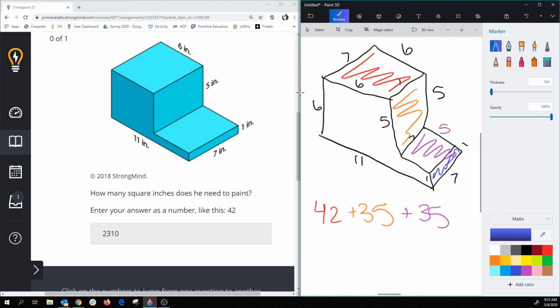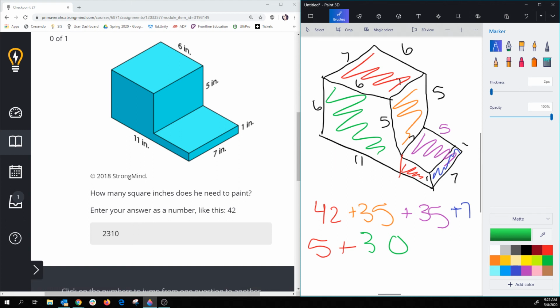This front side, 1 times 7 is 7. For this here, I'm cutting it into 2. So this bottom one here would be 5 times 1, which is 5. What color am I missing? Green. Then this big box here, I would have, let's see, 6 times 5, which gives me 30. And I think that's it for surfaces we can see.